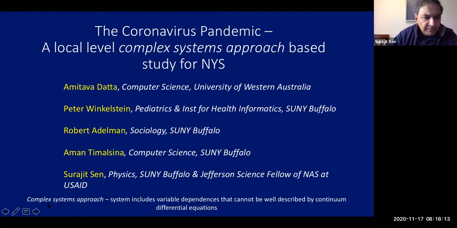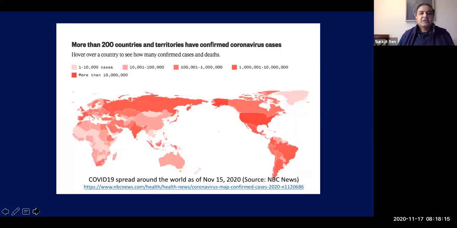Why is it not moving? Maybe this way. Okay. So this group doesn't need more lecturing on how bad the situation is. This is taken from November 15 NBC News website. And you can see the numbers. More than 10 million is dark red. And there are lots of dark reds out there. 1 to 10 million is not so dark red, and lots of that there.